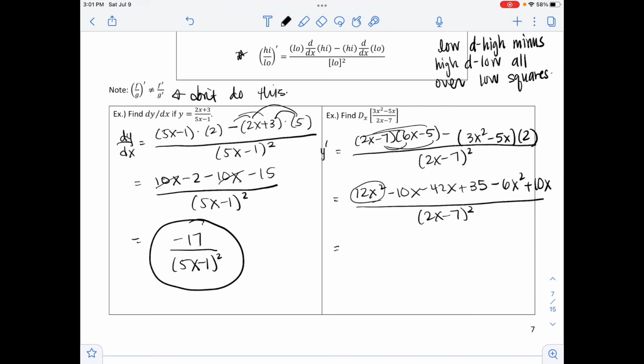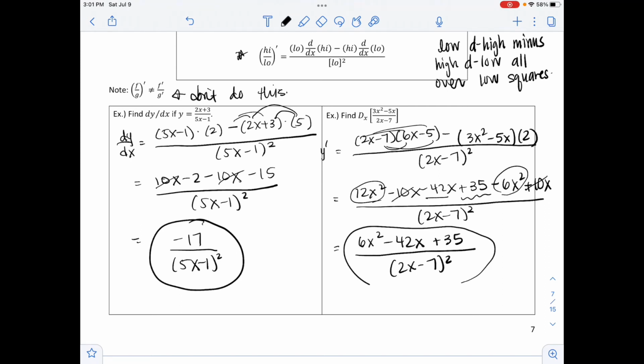So we have a 12x squared minus 6x squared, so 6x squared. And then we have a 10x that's negative and a positive one that will cancel out. So we also have a minus 42x. And then we have a constant term, which is plus 35, all over 2x minus 7 squared. We're unable to simplify this anymore, so this would be our final answer.